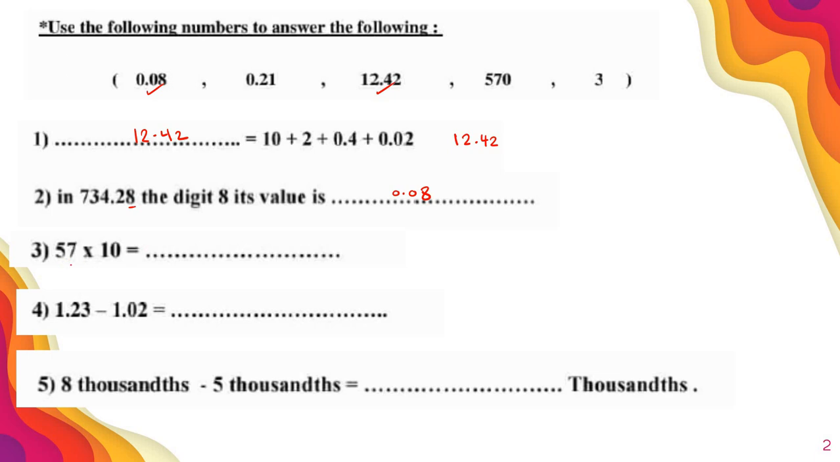57 times 10, it's super easy. I will multiply 57 times 1 equal 57. Then I'll drop the 0. So the answer is 570.